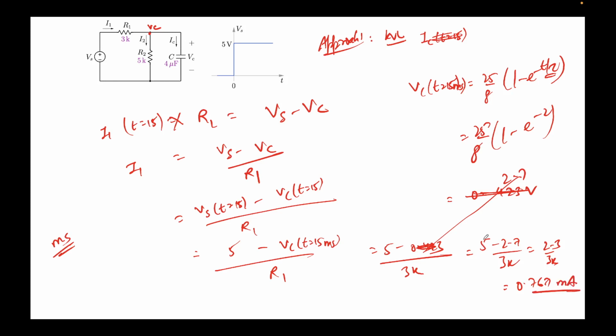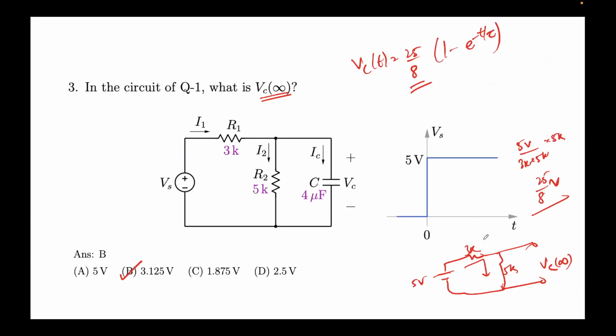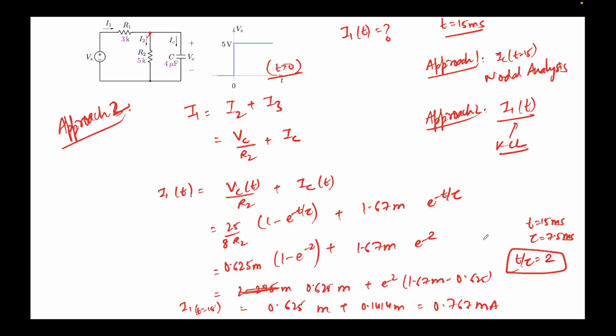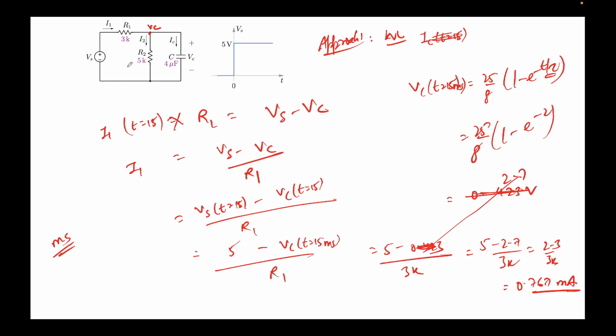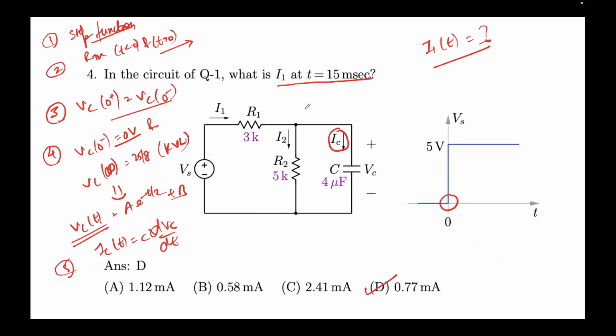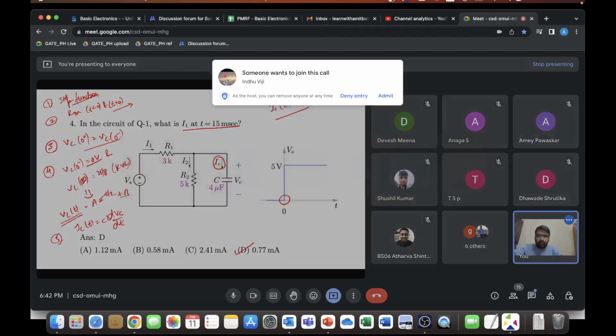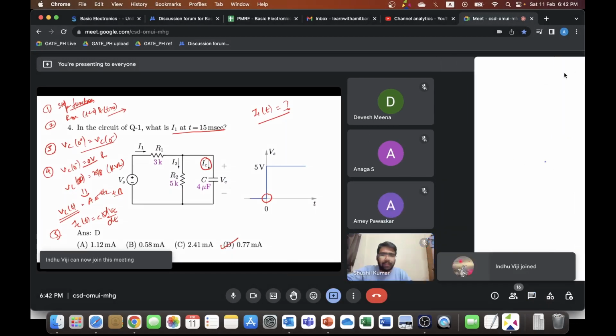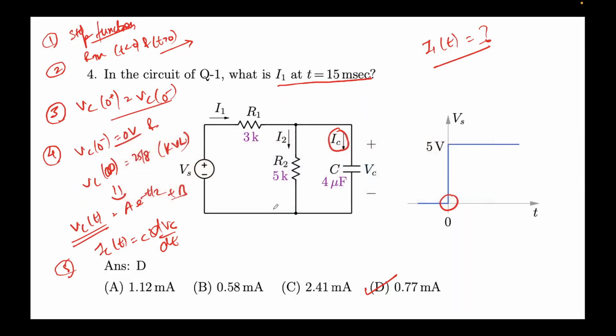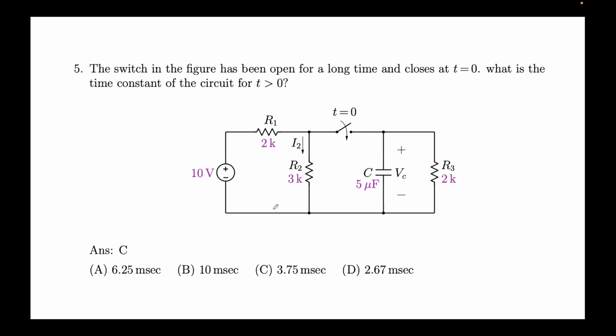So this is the first approach that I have, using nodal analysis. So just apply Ohm's law across this. We know the node voltage for this, and we can simply find it out. And again, obviously the answer comes out to be the same, 0.77 milliamps. Now we'll quickly jump to the next set of problems.